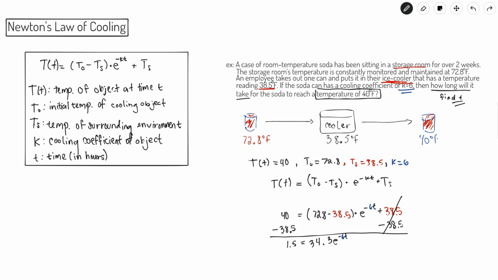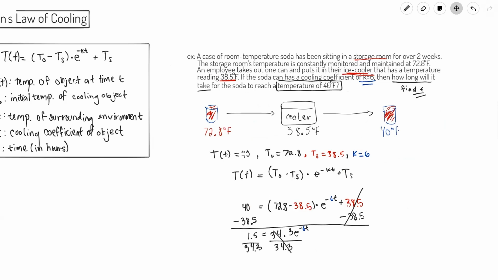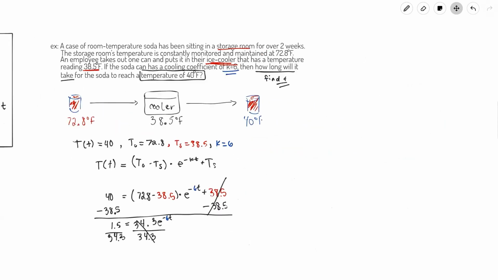I want to still peel back those layers. Let's next get rid of this 34.3. I see it's multiplying, and to get rid of multiplication, we divide. So I'm going to divide both sides by 34.3. We know if we do it to one side, then we have to do it to the other side. And poof, it's gone. I'm going to scroll a little bit so we can have a little bit more space.